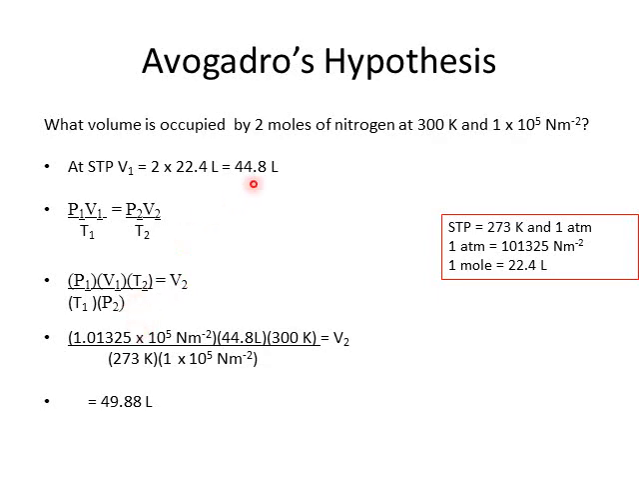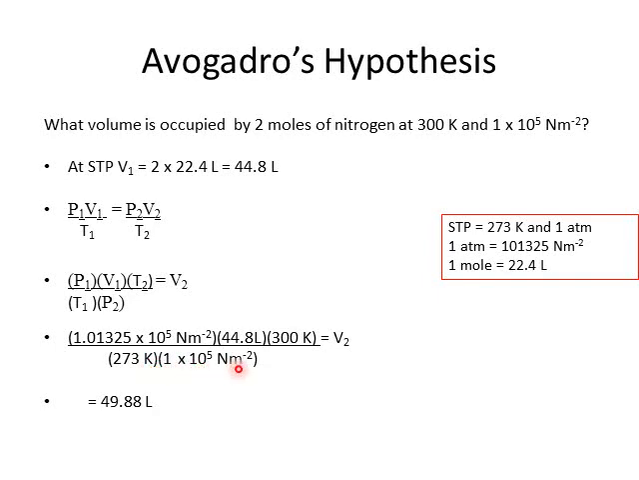So here, if you've noticed, I have my 101.325 Newton per meter squared. I just put that into scientific notation. So I've moved my decimal place 5 places to the left, hence it's 10 to the 5. Okay, just to make it simpler for calculation so you can see the relationship now between them. So I have 1.01325 by 10 to the 5 Newton per meter squared, multiplied by my 44.8 liters, multiplied by my 300 Kelvin, all divided by 273 Kelvin, which is multiplied by 1 by 10 to the 5 Newton per meter squared.